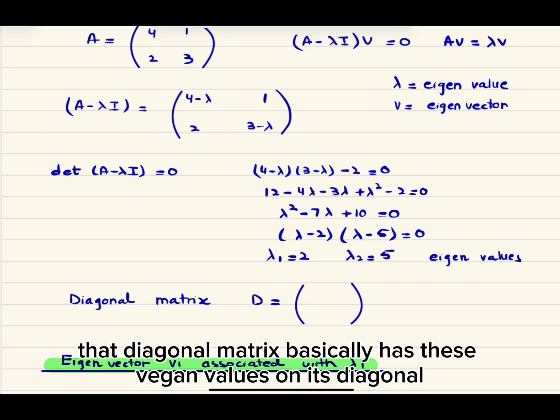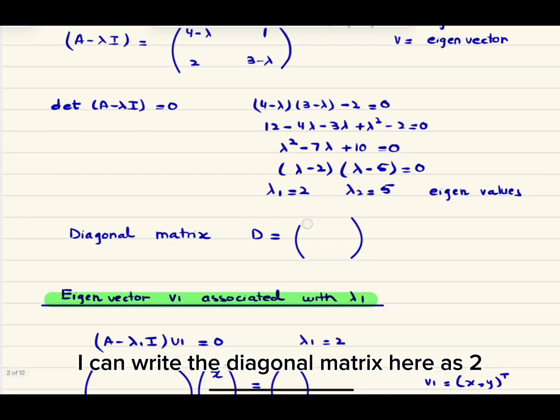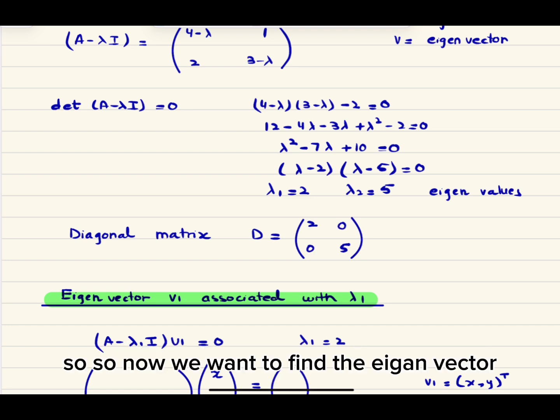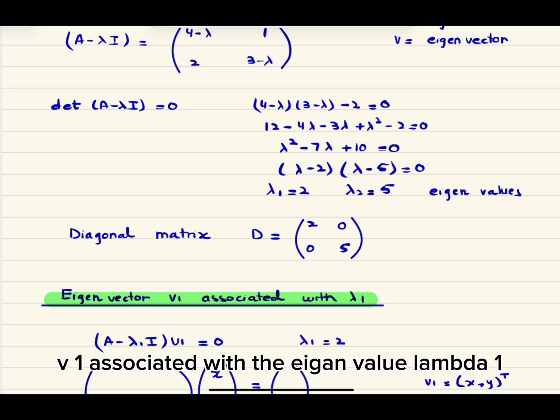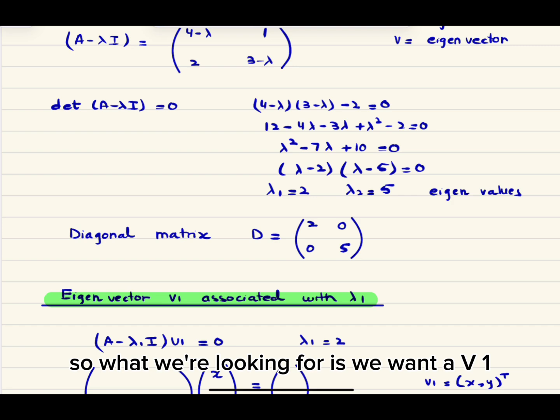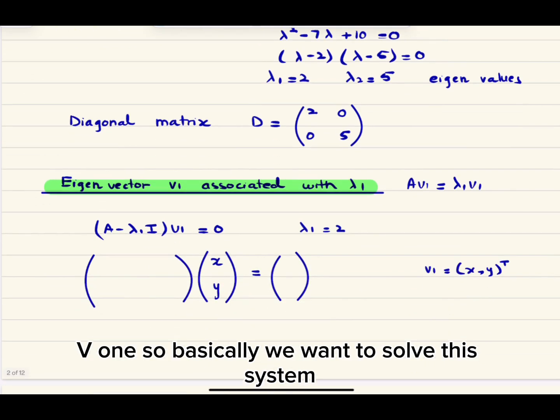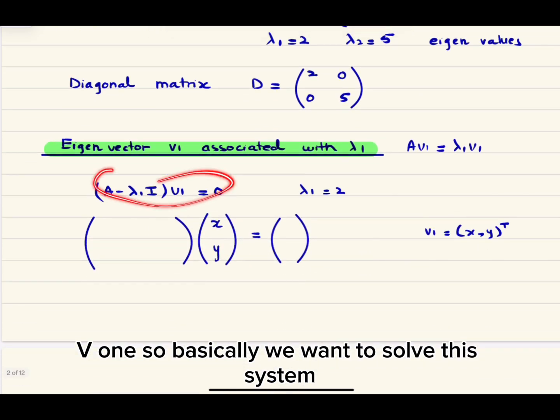So the diagonal matrix basically has these eigenvalues on its diagonal as its diagonal entries. So for instance, I can write the diagonal matrix here as 2, 5 on the diagonal, and then 0 everywhere else. So now we want to find the eigenvector V1 associated with the eigenvalue lambda 1. What we're looking for is a V1 such that A V1 gives us lambda 1 V1. So basically we want to solve this system.